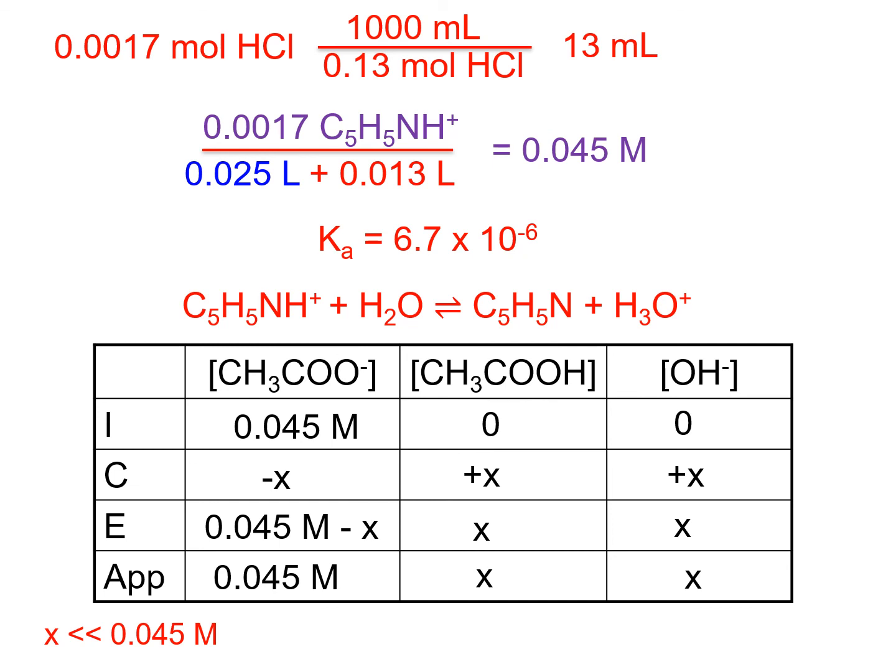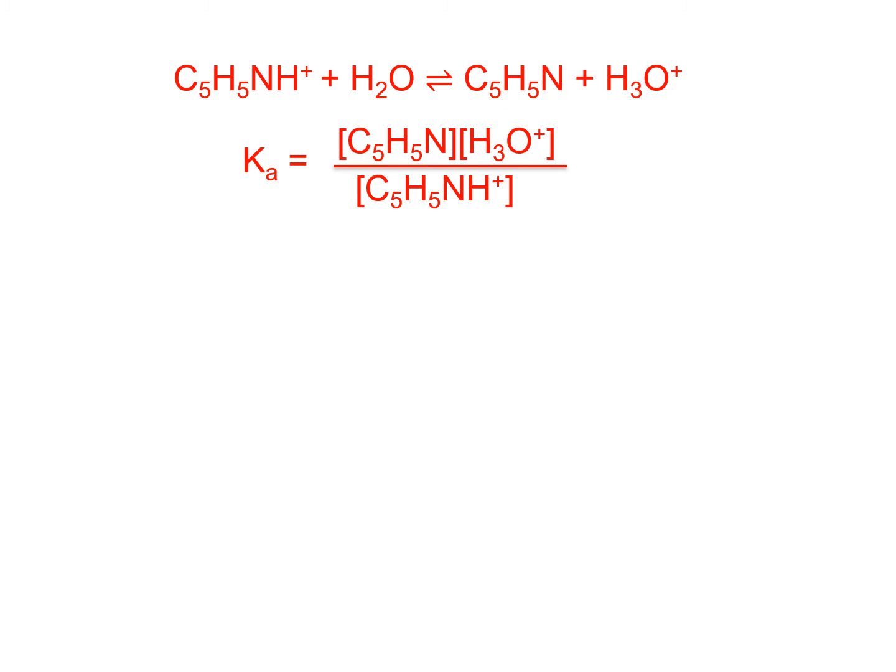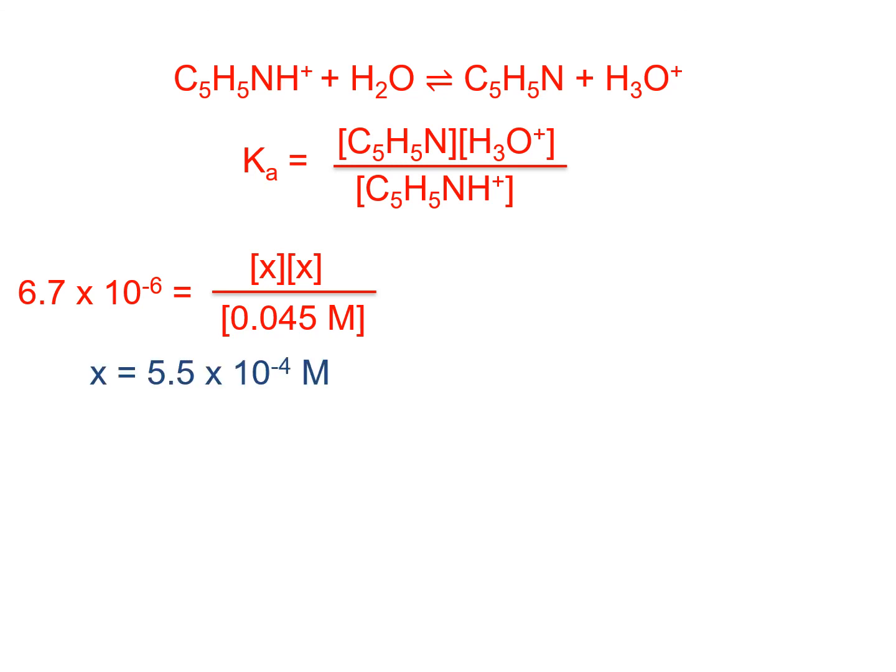And now we will go to set up my equilibrium expression. After completing my table, I can set up my equilibrium expression. Remember, I have my Ka from the previous slide. I'm going to solve for my x value, right? So cross multiply, take the square root. That gives me my hydronium concentration.